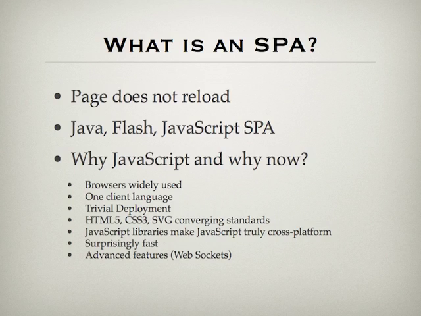JavaScript over time has become truly cross-platform, as converging standards and JavaScript libraries like jQuery have made developing cross-browser JavaScript code fairly trivial. Even now, JavaScript can at times rival compiled languages in terms of speed, and it's only going to get faster as Microsoft, Google, and Apple battle it out for browser supremacy. Modern JavaScript implementations enjoy advanced optimizations like just-in-time compilation to machine code, branch prediction, type inference, and multi-threading. And JavaScript now has access to advanced features like WebSockets, which allow server-initiated communications with all connected clients.